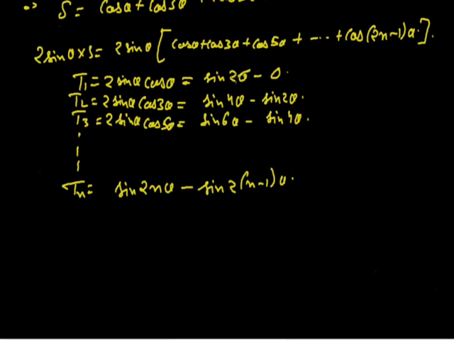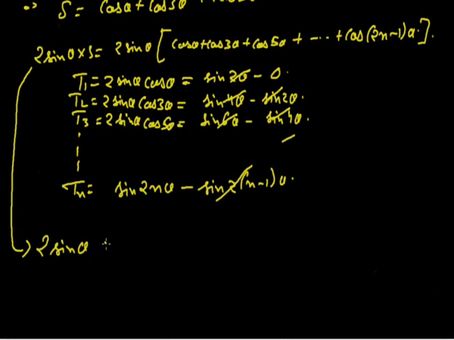They are cutting alternately: sin 2 theta to sin 2 theta, sin 4 theta to sin 4 theta, sin 6 theta to sin 6 theta. Therefore, in the last, minus sin (2n minus 1) theta will be cut. This became 2 sin theta into S is equal to sin 2n theta.